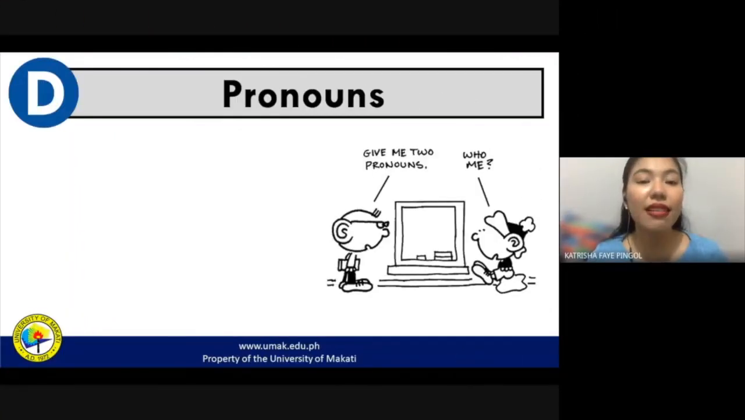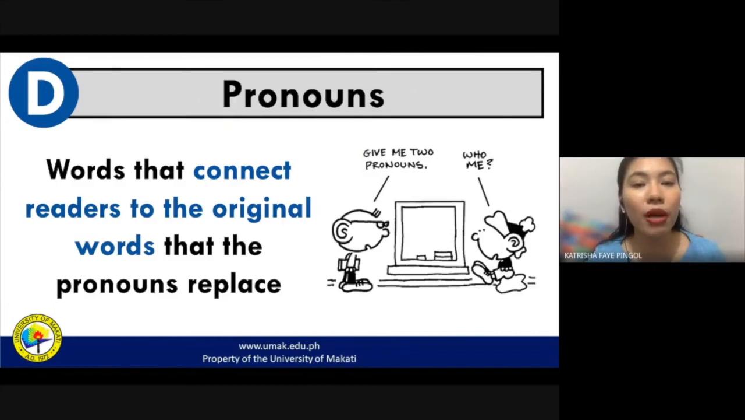Okay, the last signal device that we are going to look into are pronouns. So I guess similarly, just like synonyms, you are all familiar with pronouns. Basically, we define pronouns as words that we use to replace nouns, okay? And nouns are simply words that are names for certain things, objects, people, places, etc., etc.